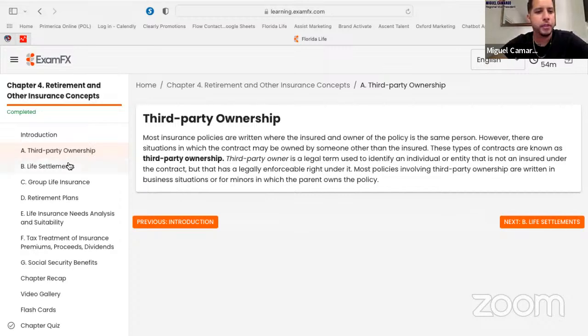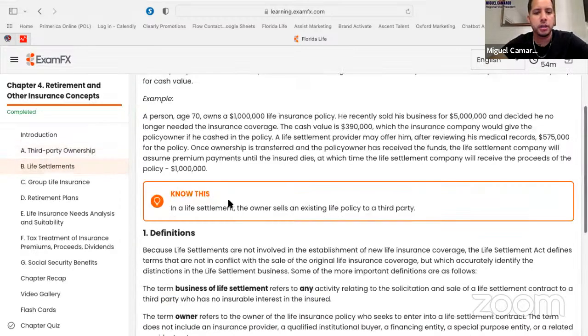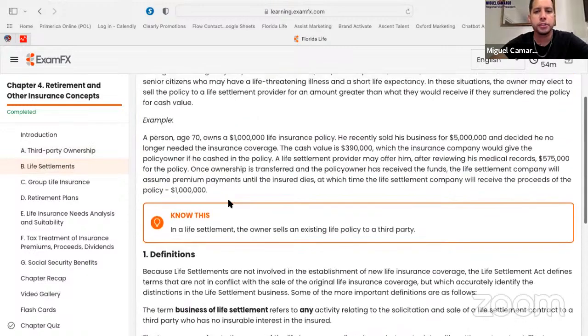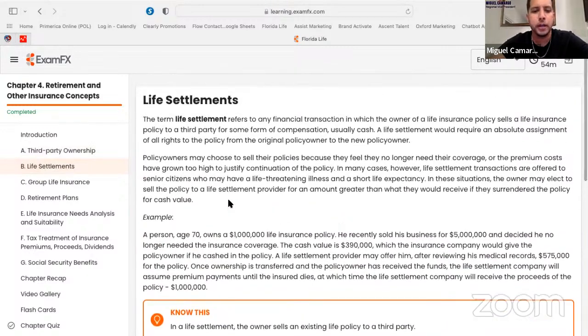That's pretty much that. Let's go to life settlements. I kind of touched on this yesterday, where there are people that will actually buy your insurance policies from you. This right here is called life settlement.